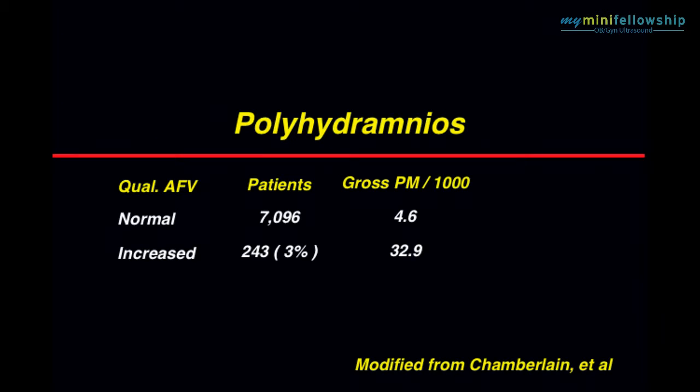Let's return to Chamberlain's study. Remember, Chamberlain and Manning looked at a lot of fetuses. They looked at well over 7,000 fetuses. 243 had polyhydramnios, and they compared the gross perinatal mortality per 1,000 fetuses in those two groups. And whoa, look at that. Significantly higher perinatal mortality in cases of polyhydramnios. But they went a step further, and they calculated what is called the corrected perinatal mortality.